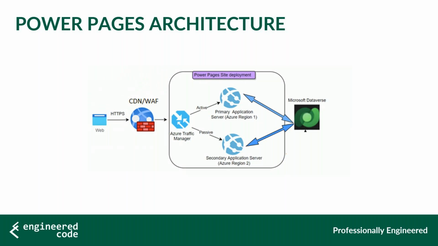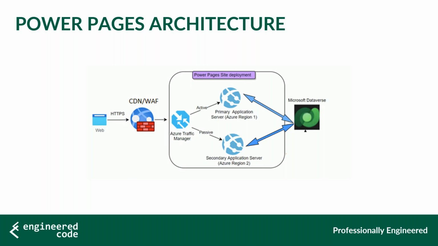We can see here that from the web, you're using HTTPS to connect to your Power Pages site. Sitting in front of that, if you've enabled it, is Azure Front Door, which can act as both a CDN, a content delivery network, and a web application firewall, or WAF. That's what sits in front of your Power Pages web applications, in addition to Azure Traffic Manager. If you're not familiar with Azure Traffic Manager, we use it on most of our sites that are not Power Pages related as well.